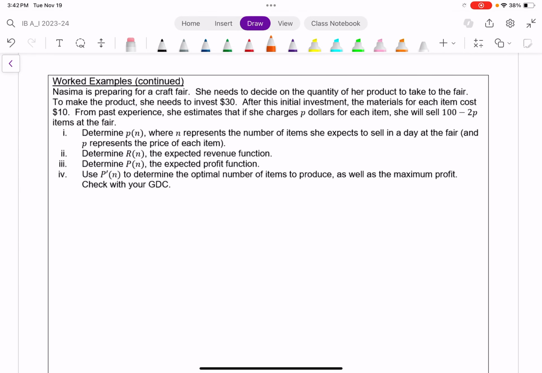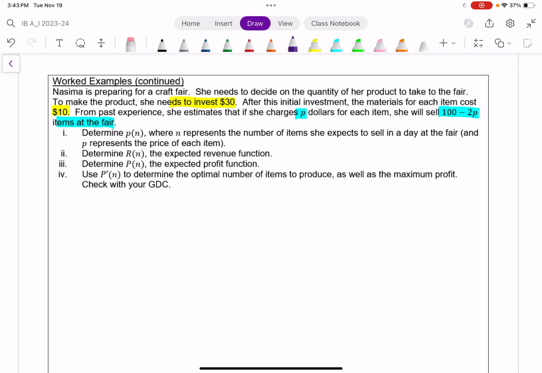So we have someone preparing for a craft fair, needing to decide on the quantity to take to the fair. To make each product, she needs to invest $30. So no matter what, she spends $30. After this initial investment, the materials for each item cost $10. From past experience, she estimates that if she charges P dollars for each item, she will sell 100 minus 2P items at the fair.